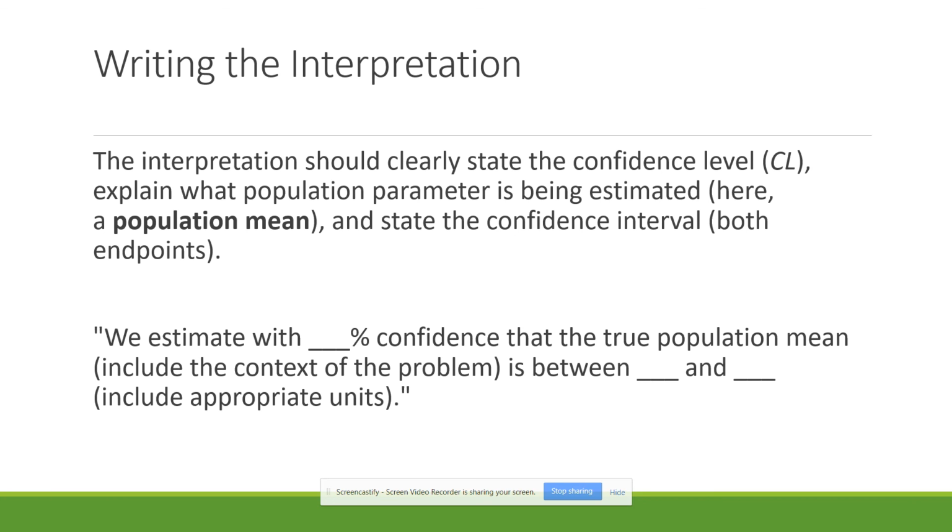Now, writing the interpretations. The interpretation should clearly state the confidence level, explain what population parameter is being estimated, here the population mean, and state the confidence interval, both endpoints. So we'd say: we estimate with blank percent confidence that the true population mean, including the context of the problem, is between blank and blank, including appropriate units.